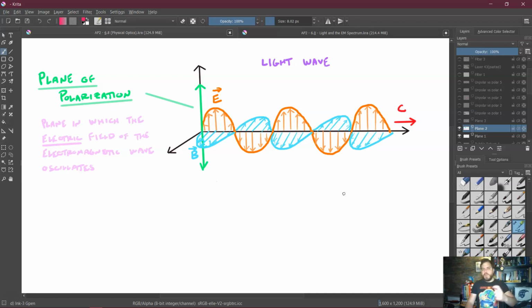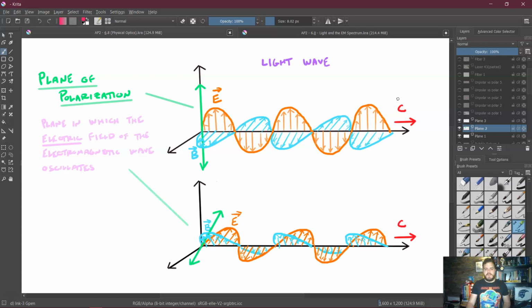Well, if we were to rotate this light wave just a little bit, the plane of polarization would also rotate with that electric field. So I've rotated it so that the electric field kind of goes into the screen, and that's caused the plane of polarization to also go into the screen for the part that is closer to the top of your screen.